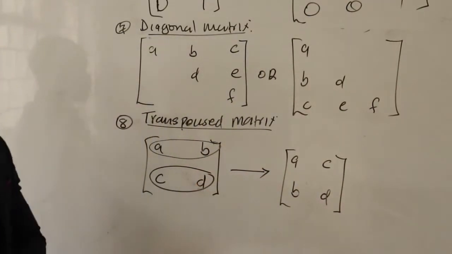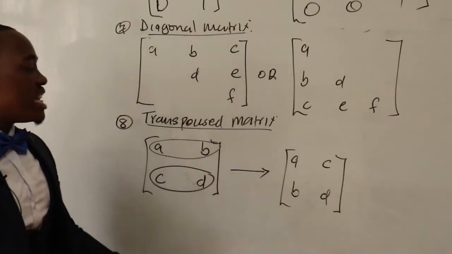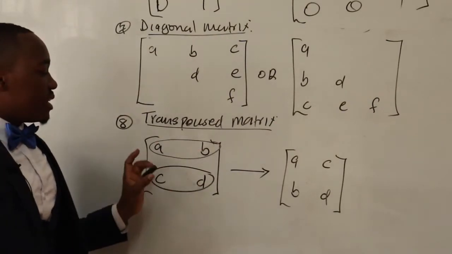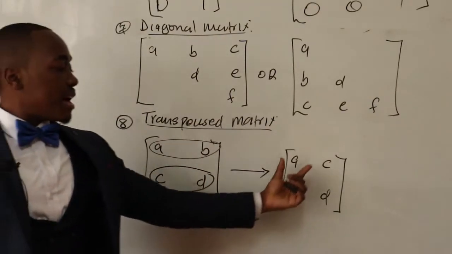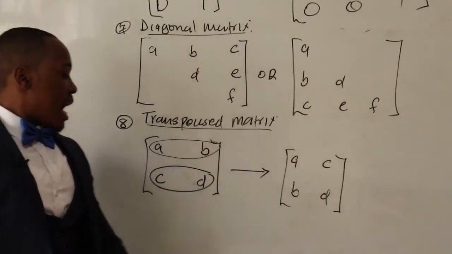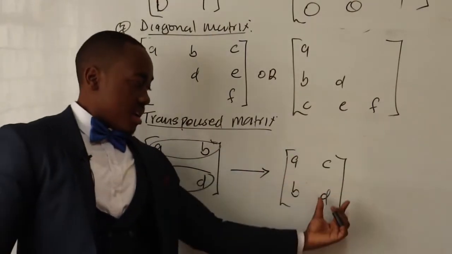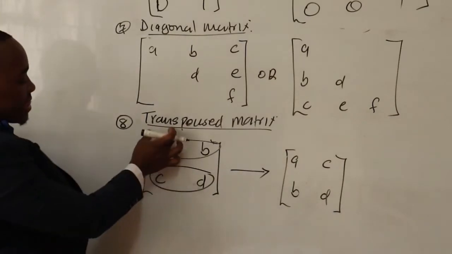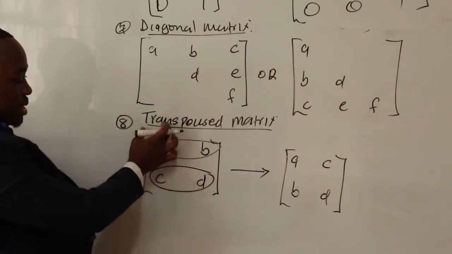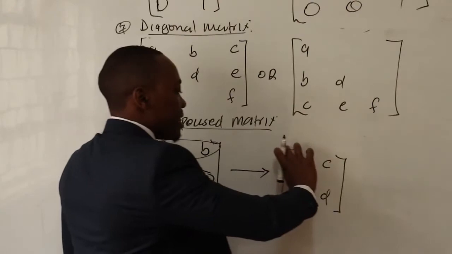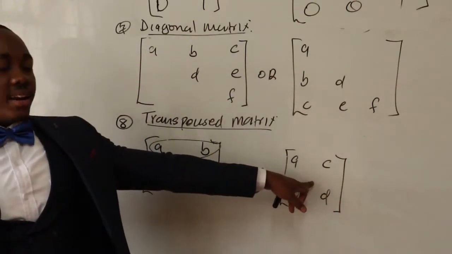Yeah, that's what we call a transpose. So what we have done is interchange the rows and the columns. You see in this case, the first row is the first column of the second matrix, and then the second row is the second column. Also, the first column, in this case, becomes the first row under that one.